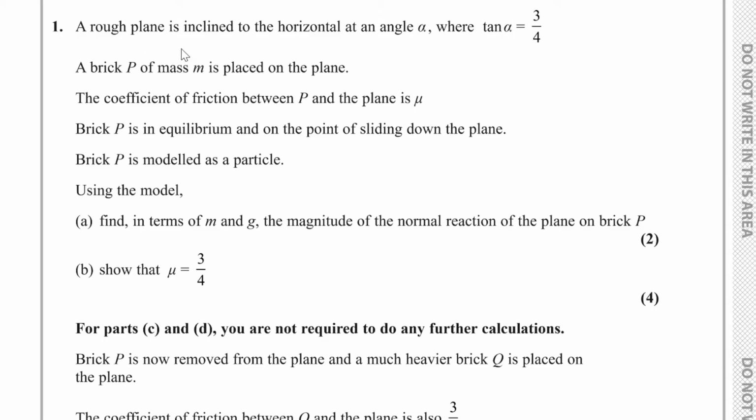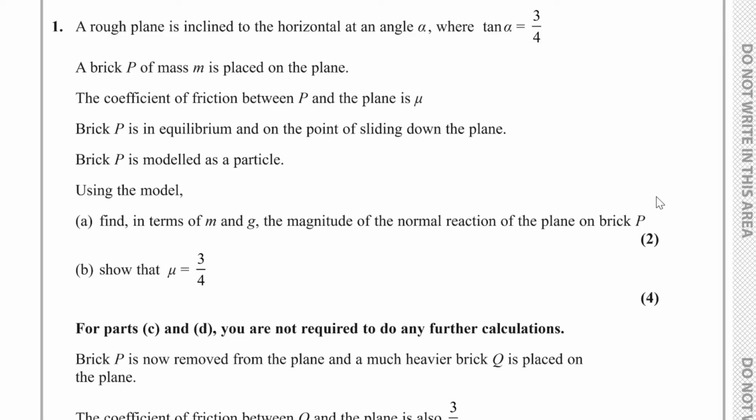A rough plane is inclined to the horizontal at an angle alpha, where tan alpha is equal to 3/4. A brick P of mass m is placed on the plane. The coefficient of friction between P and the plane is mu. Brick P is in equilibrium and on the point of sliding down the plane. Brick P is modelled as a particle, and using the model we have to find, in terms of m and g, the magnitude of the normal reaction of the plane on the brick P.